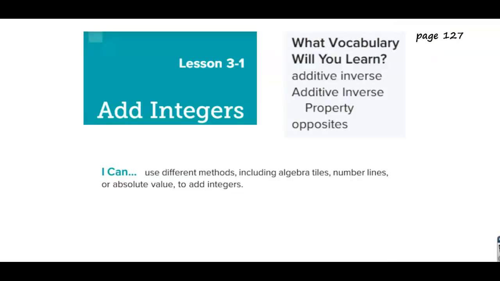Alright, in this section you're going to be learning how to add integers. What are integers? Integers are all of the whole numbers and their opposites. So that means we would be looking at numbers that fall to the right of 0, all the whole numbers. But we're also going to be looking at numbers that fall to the left of 0, the negative numbers. Okay? Those are your integers. The words that we're going to be learning: additive inverse property, and opposites.